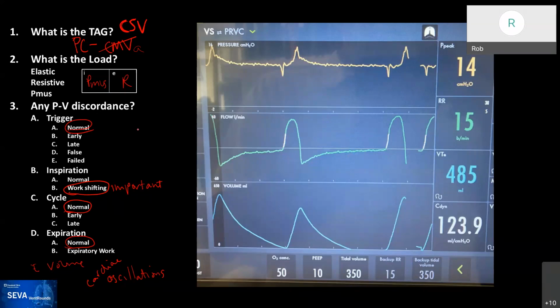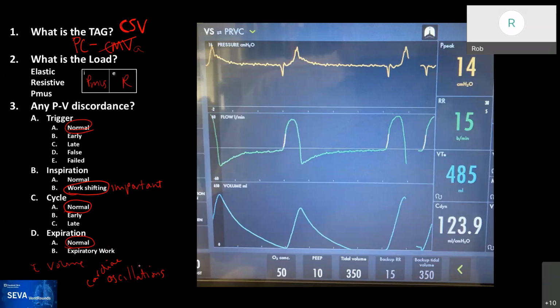As far as inspiration, clearly work shifting. Cycling, there's no indication that we have early cycling. Probably normal cycling is good. Expiration is fairly normal. So that's the way I would read it.